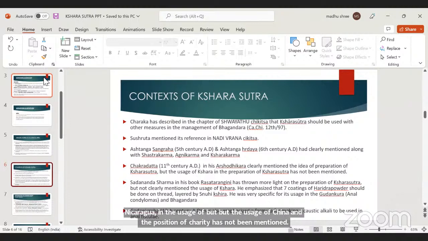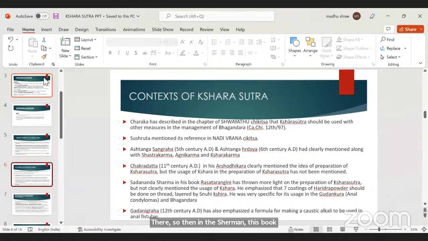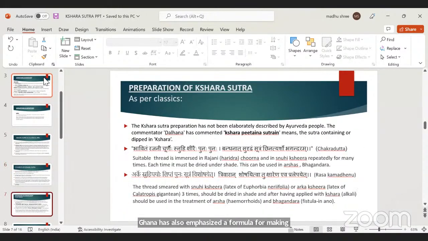Sadananda Sharma in his book Rasatarangini emphasized more upon preparation of Kshara Sutra, but did not clearly mention the usage of Kshara. He emphasized that 7 coatings of haridra powder should be done on a thread laid with snuhikshira. He was very specific about its usage in Arshas and Bhagandhara. Gadanigraha has also emphasized a formula for making caustic alkali to be used in anal fistulae.